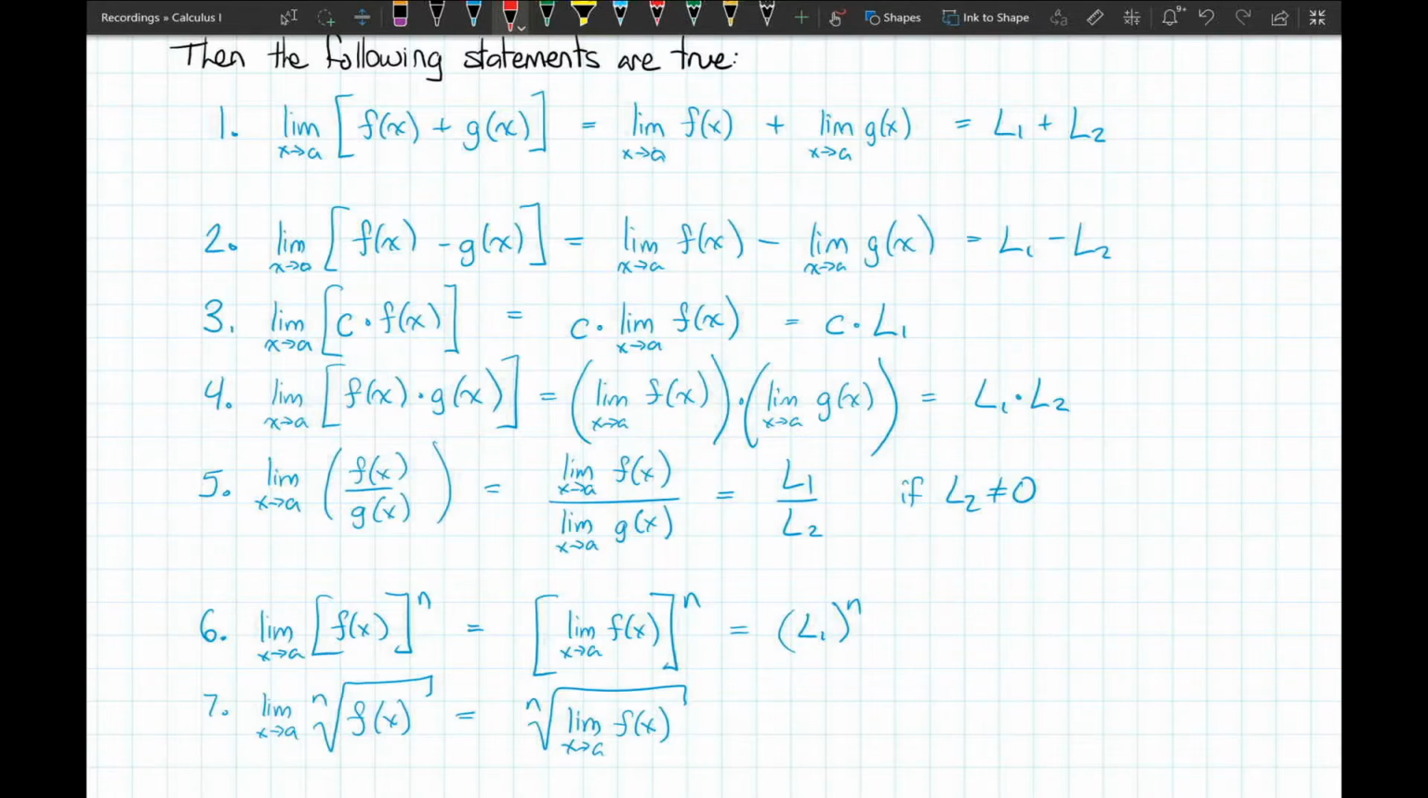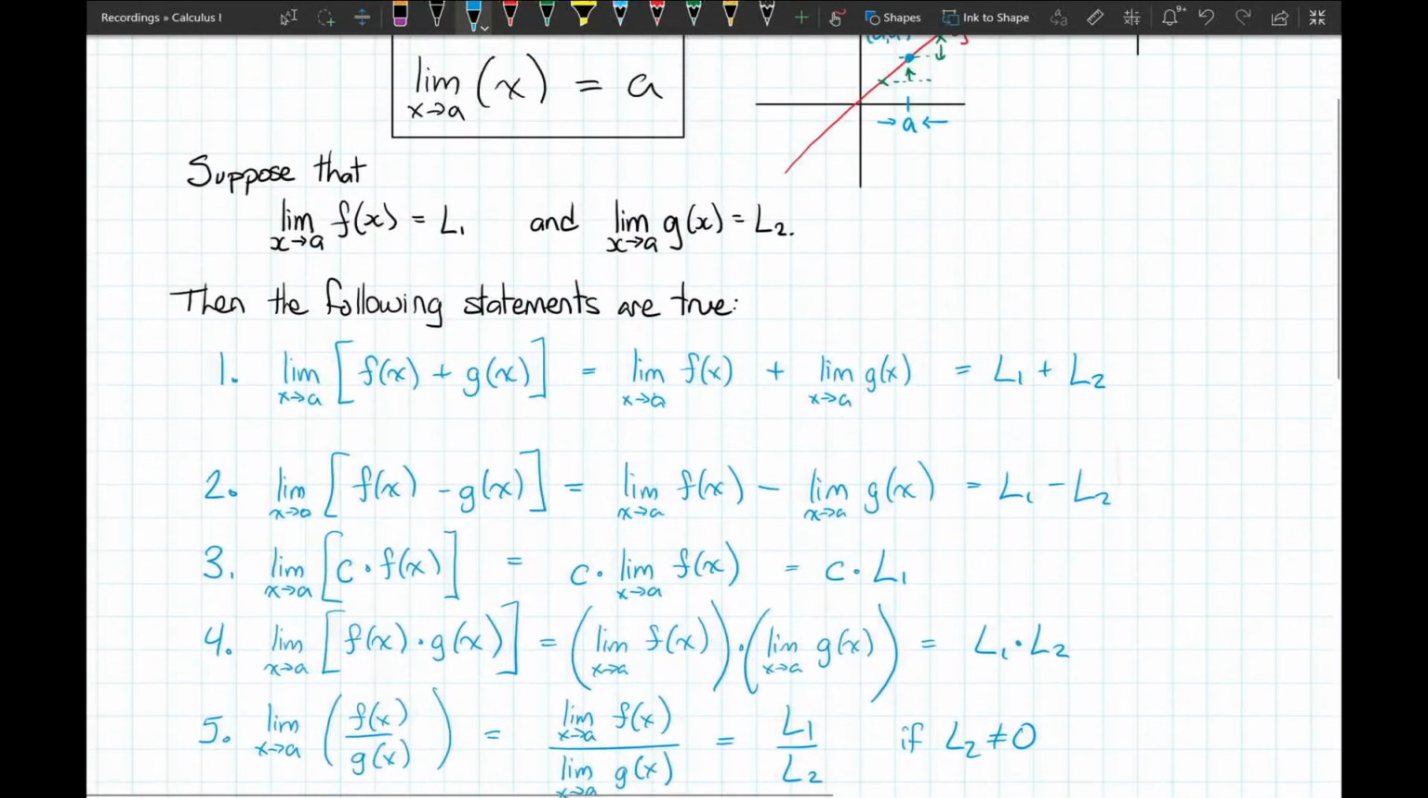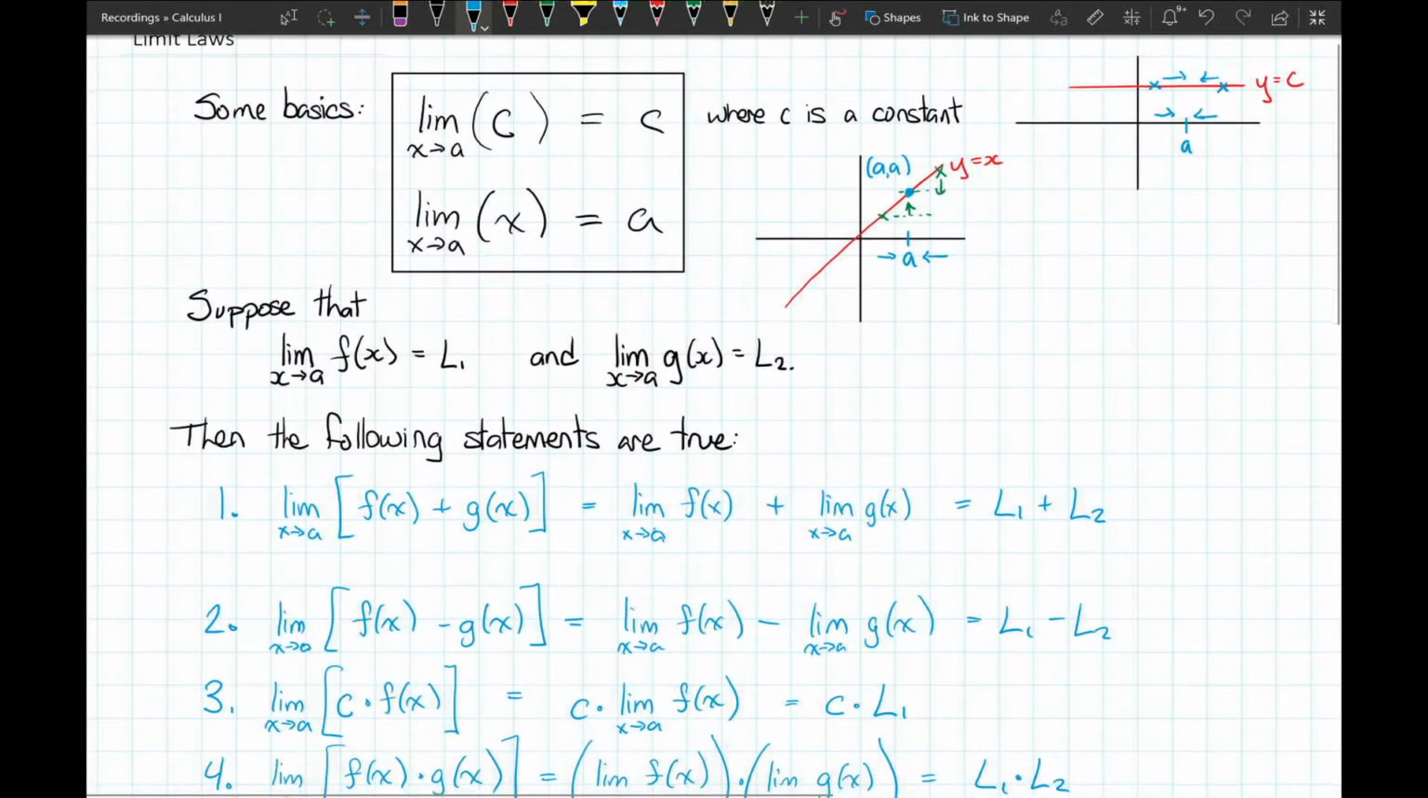Now, of course, a little note here is if we have a square root or a fourth root or any even-powered root, this is not going to be defined if we're trying to take the root of some negative value. So we'll have to assume that in this case, L1 is greater than or equal to 0 if n is even.